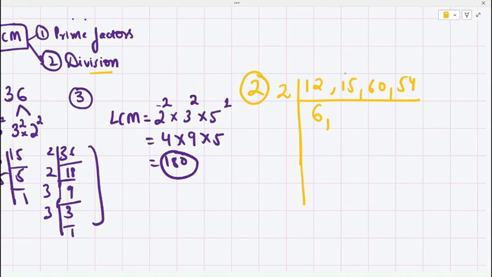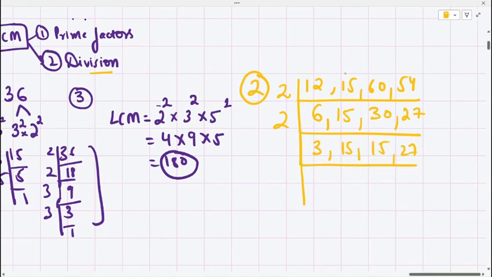So 2, 6 and 15. So since 15 is not divisible by 2, it will remain untouched. So then it will be 30, and then this will be 27. Then again, there are a few numbers which are divisible by 2. So it will be 3, 15, and then 15, 27. Now there is no number which is divisible by 2, so we'll focus on the another number, that is 3.